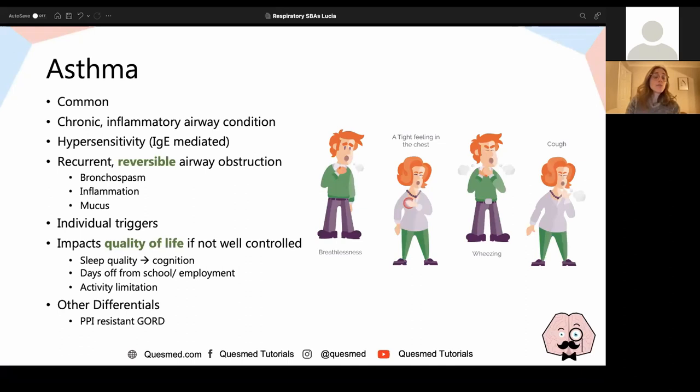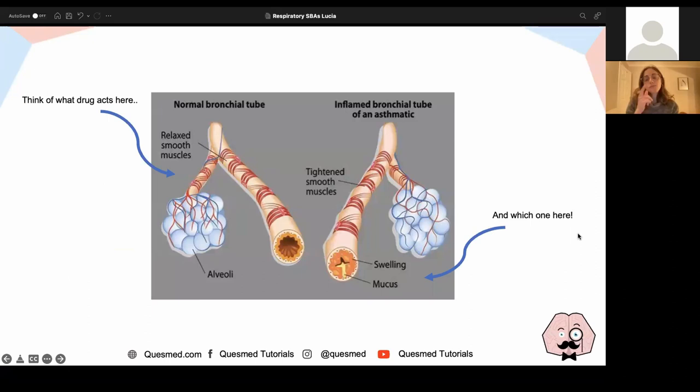So this is what I was talking about earlier. So the main pathogenesis of asthma that I'm sure you all know about, but it's very helpful to keep in mind when you're thinking about the treatment of asthma. If you look at a normal bronchial tube, the smooth muscle is relaxed, the airway is clear. But an asthmatic bronchial tube will be inflamed with tightened muscles, swelling, and mucus plugging.